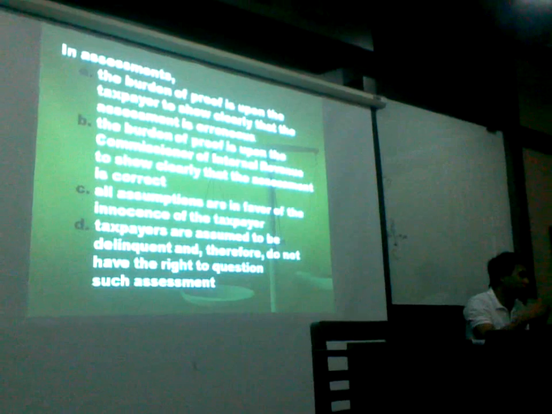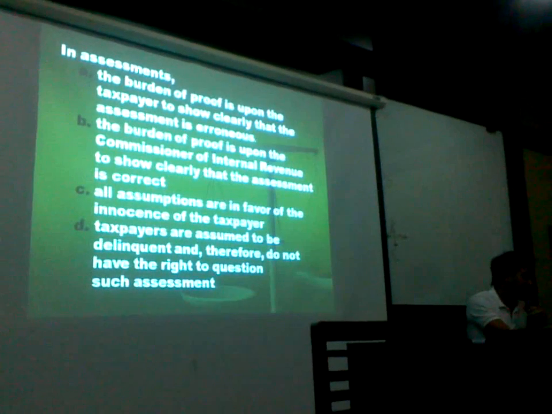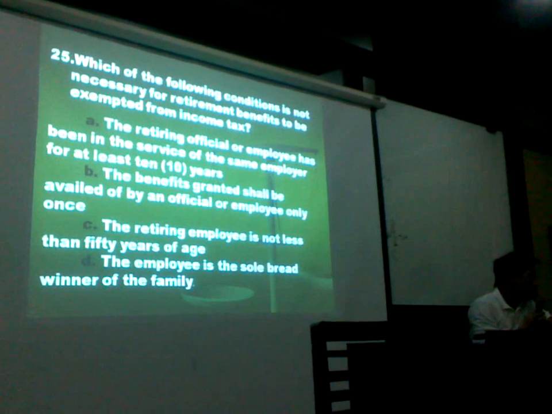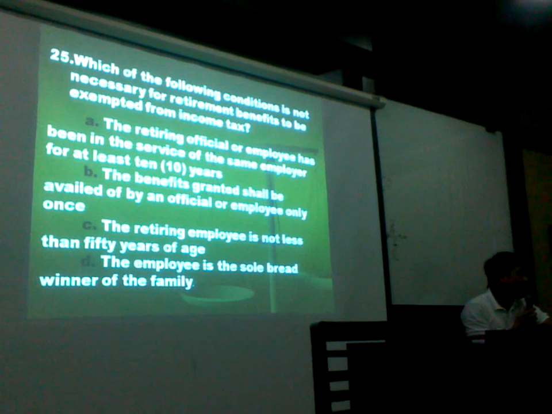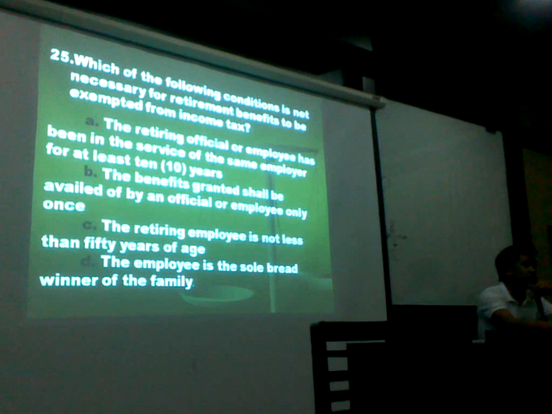Of course, I chose topics which have been previously or just recently discussed, reported. Another example of understanding, number 25. Which of the following condition is not necessary for retirement benefits to be exempted from income tax? Okay? Which of the following requisites? So, these requisites, it is no longer answerable by understanding. For a retirement to be exempt, di ba, in your income taxation?